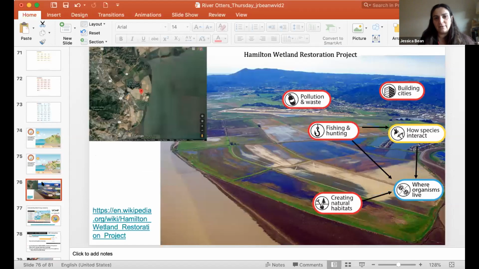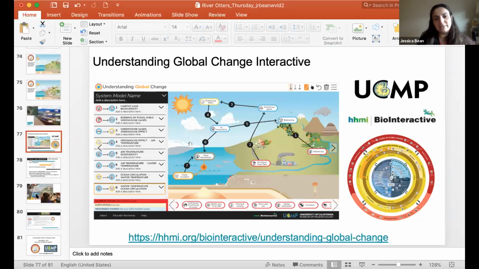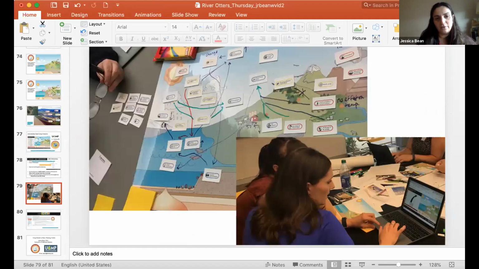This is a picture of Marin. This is the Hamilton Wetland Restoration Project. You could be making a model on a picture of your local environment showing these different major things interacting to affect the way the world works. And there's a whole interactive that we built with BioInteractive at HHMI that allows you to make these types of models, save them, revise them, change the background, do all sorts of fancy things. But we also have done a lot of work with teachers and classrooms using the paper cards and laminated posters and things like that that can be reused over and over again.